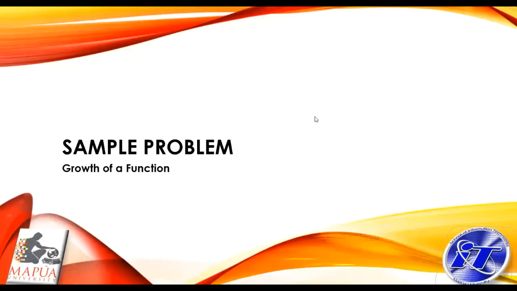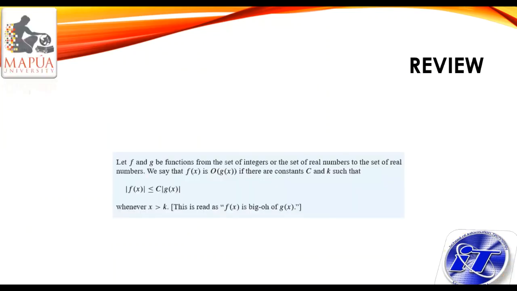Hello. In this video lecture, we're going to answer some problems that involve growth of a function. But before that, let's have a review. We all know that a function could be represented by big O notation, or O of g of x. O of g of x, or g of x, should be bigger than the function f of x. This will be true when we define c and k. C is the one that we multiply with our function, and k is the minimum value of x wherein c times g of x will be equal to or greater than the original function.